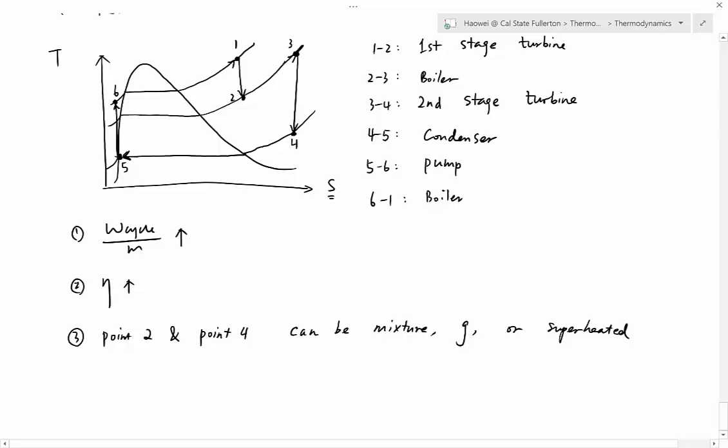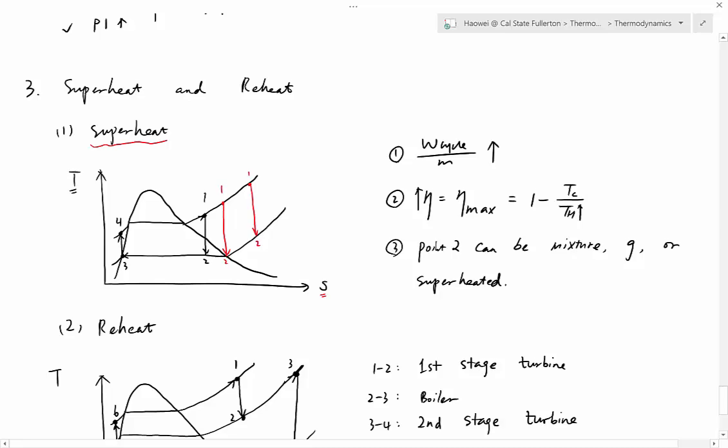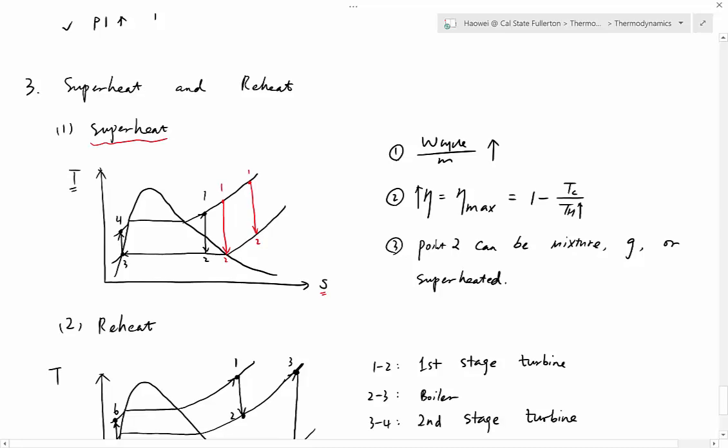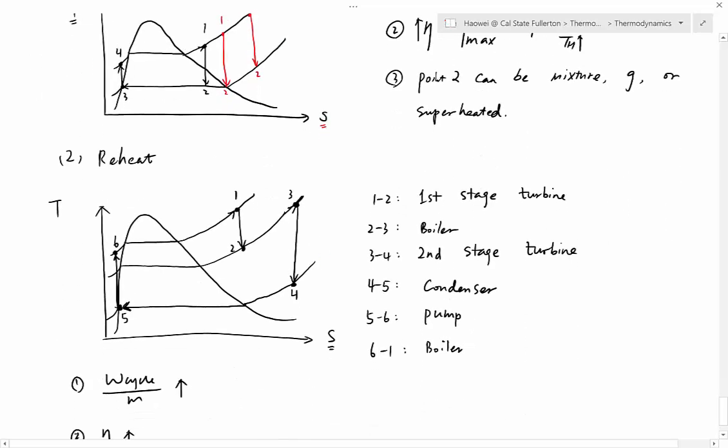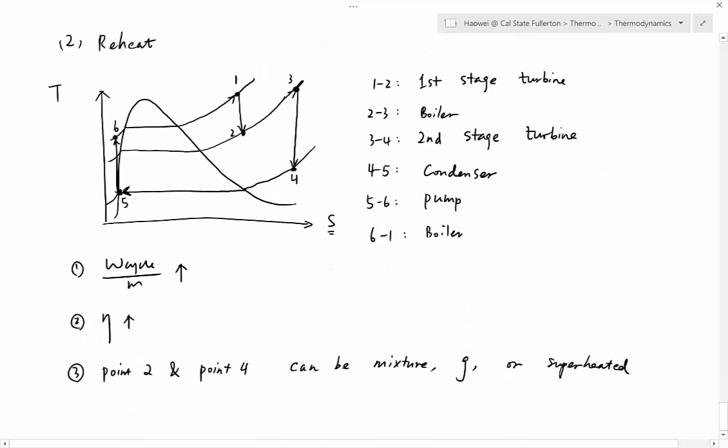Okay, so we have two methods usually we can use to increase the performance of a Rankine cycle. The first one is superheat by moving the point number 1 to the right. The second thing we can do is to introduce two turbines in a cycle, and we call it reheat cycle.